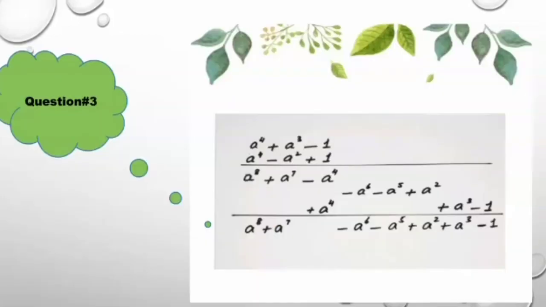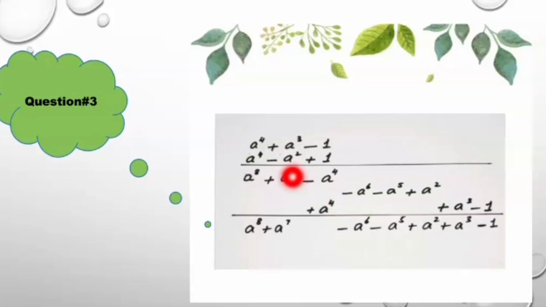Now we solve question number 3. In question number 3, we have to multiply a4 plus a cube minus 1 with a4 minus a square plus 1. So let's start. a4 multiplied by a4 will be equal to a raised to power 8. a4 multiplied by a cube will be equal to plus a raised to power 7. a4 multiplied by minus 1 will be equal to minus a raised to power 4.